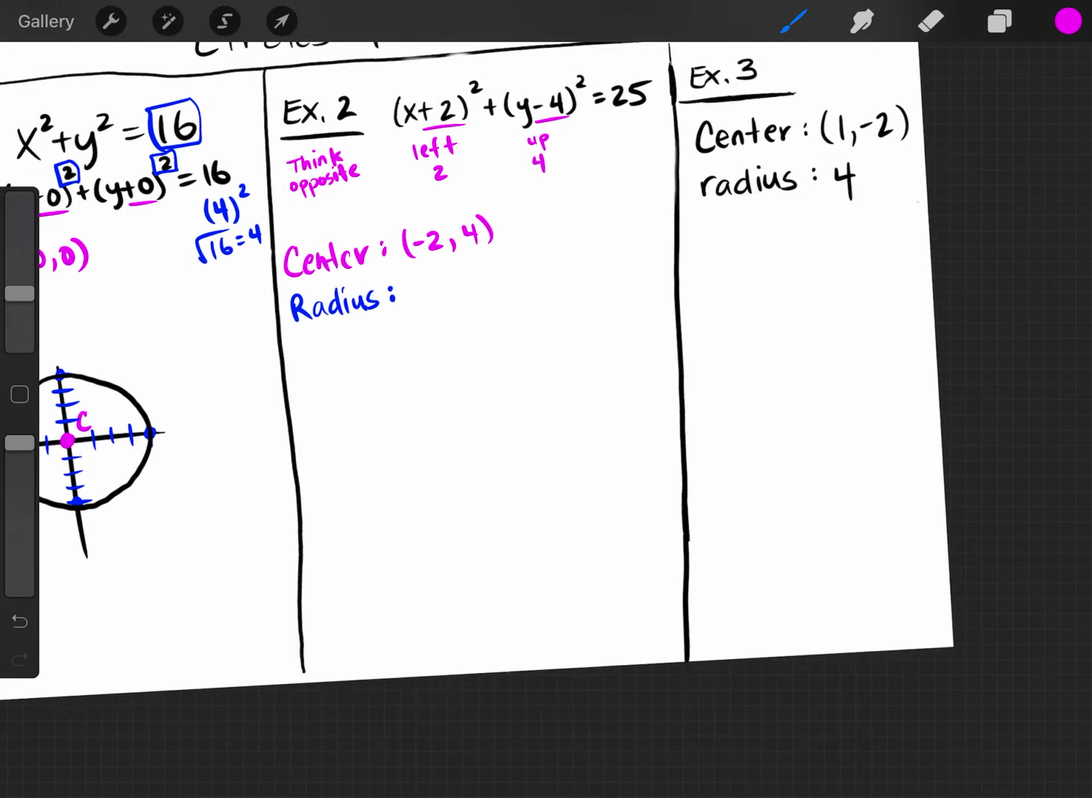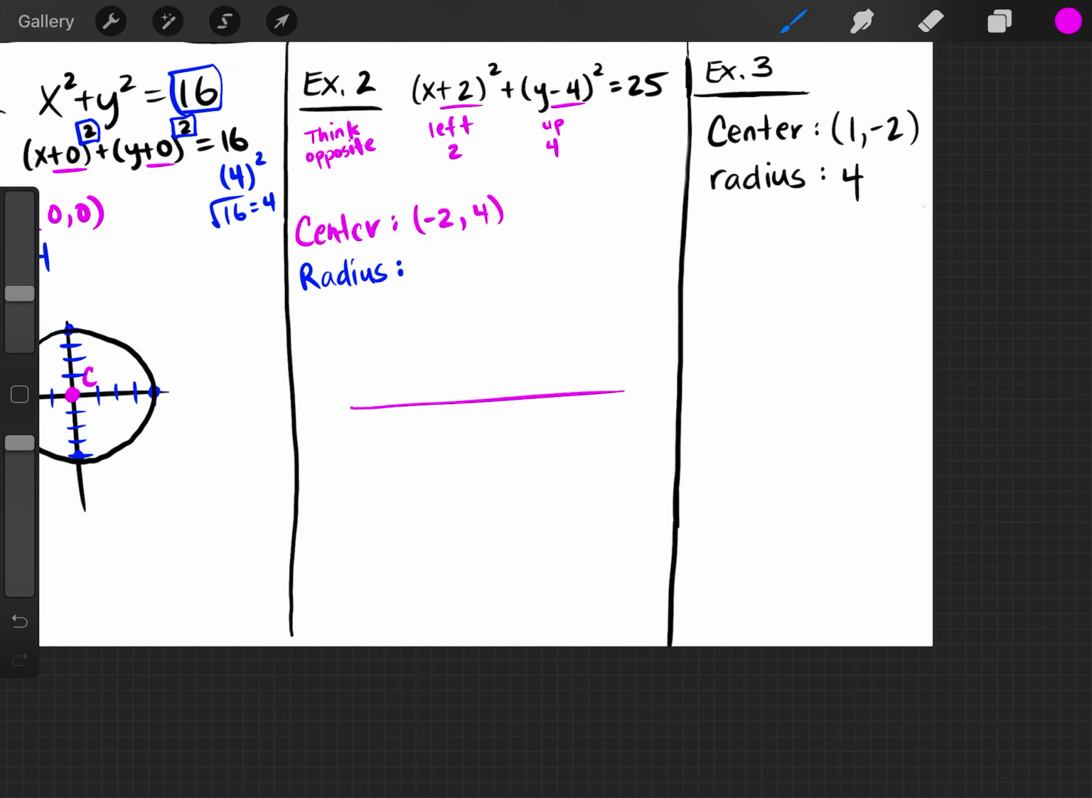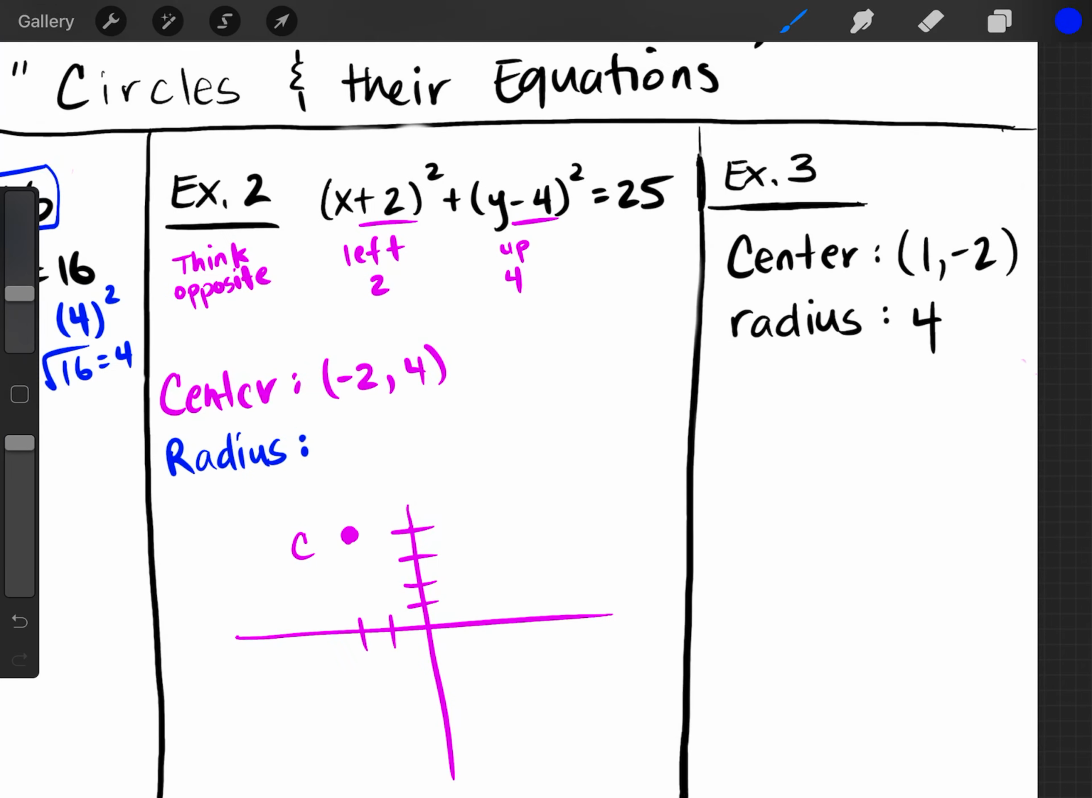Minus 4 is then telling us to go up 4. Again, we do the opposite for both of those, right? So we go from 0, 0, we go left 1, 2, up 1, 2, 3, 4. That right there would be the center of that circle. Left 2, up 4. Now the last thing that we would need is the radius.